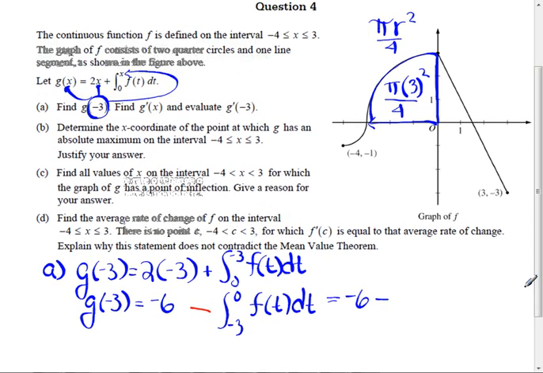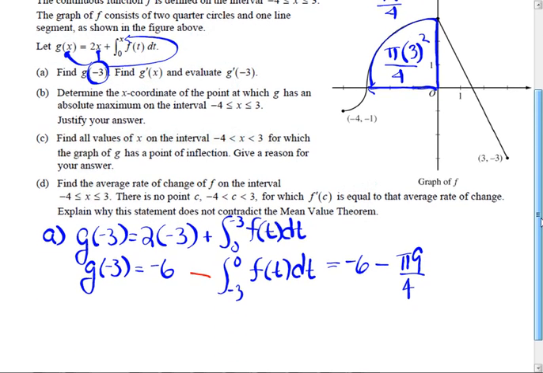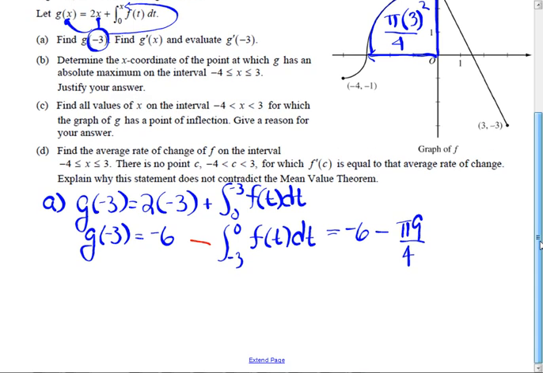Because the radius is 3, right? So it's going to be pi, and it's 9/4. No need to simplify if you didn't want to, though. So if you left it pi 3 squared over 4, you got the points for that. Okay, and then it says find g prime of x.